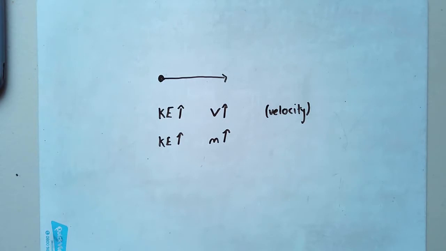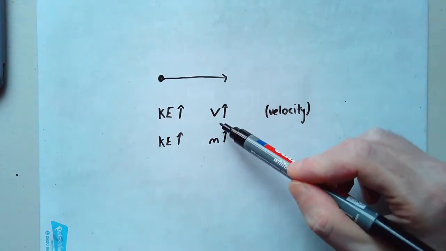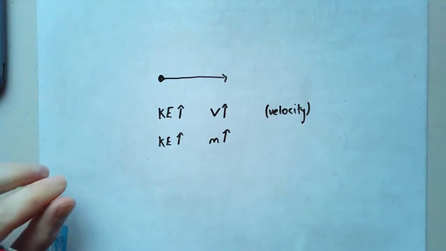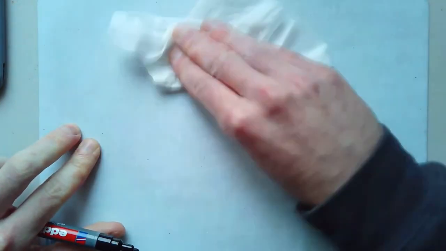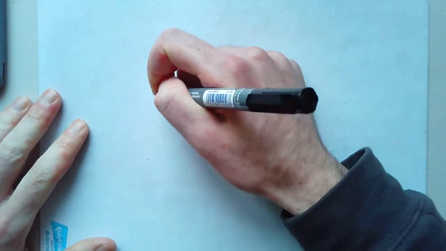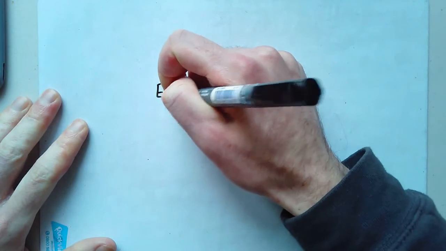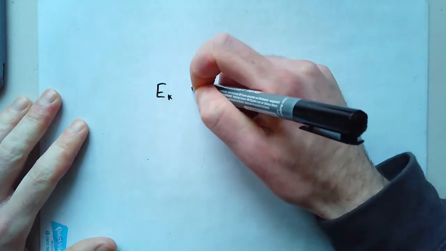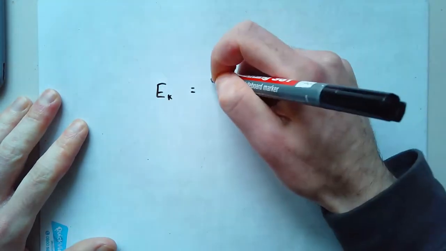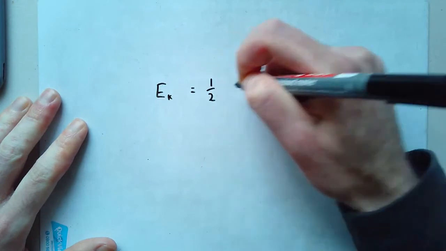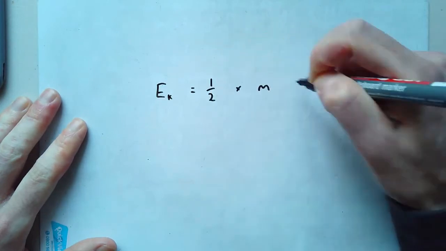So it depends on the velocity and the mass. Unfortunately, it's a bit complicated because you'd think then it would just be kinetic energy equals the mass times the velocity, but it's not. We say E, okay, put a little K over there, equals half times the mass times the velocity squared.